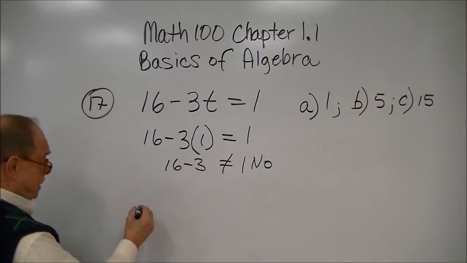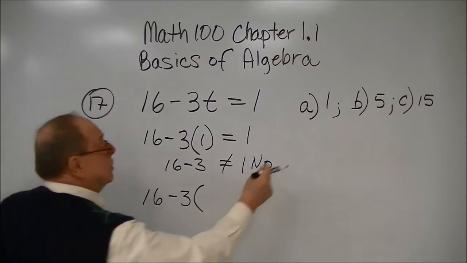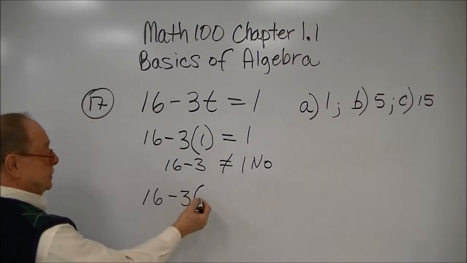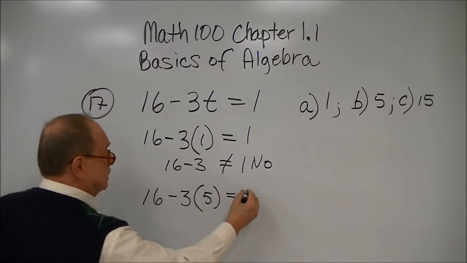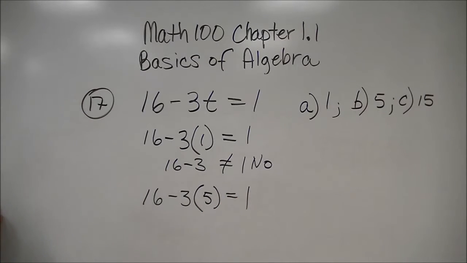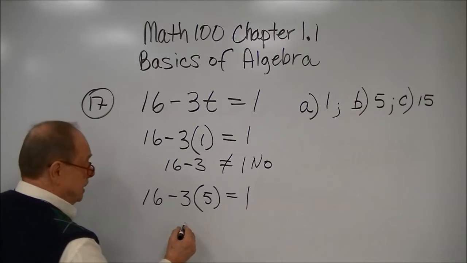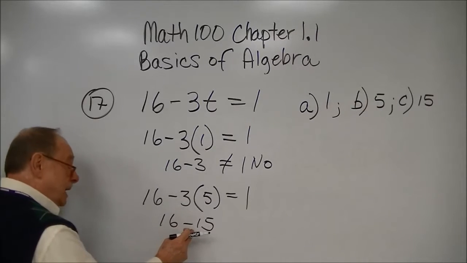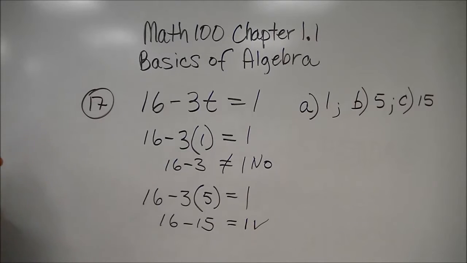In the next one, we'll write it again. 16 minus 3, but we're going to have t as 5. So in a parenthesis, we put a 5 equals 1. So again, a negative 3 times 5 is going to be a negative 15. 16 minus 15 is 1. So yes, that is correct.